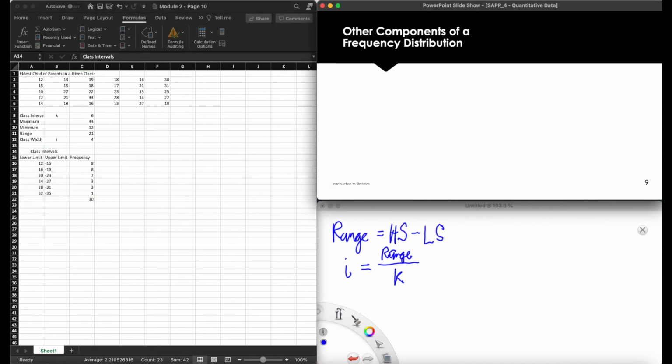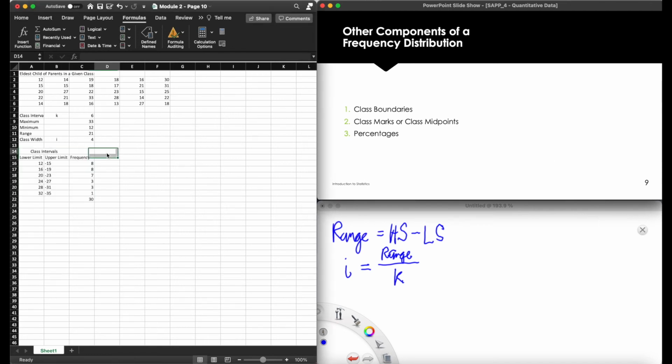So actually, there are other components of a frequency distribution. There's a lot more, but I'm just going to choose and minimize, okay, and restrict myself to this. The class boundaries, the class marks or class midpoints, and then the percentages. We are aware of the percentages, so we can actually do the percentage here. Let's do that first because it's easier.